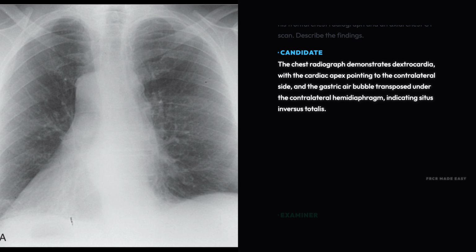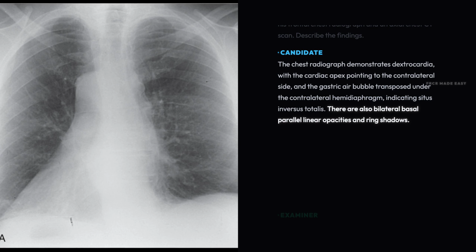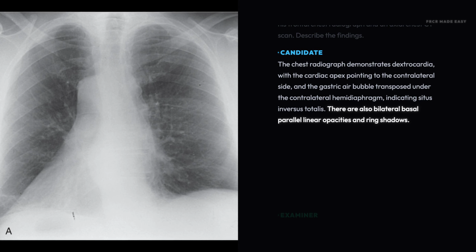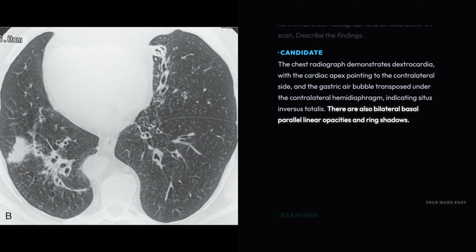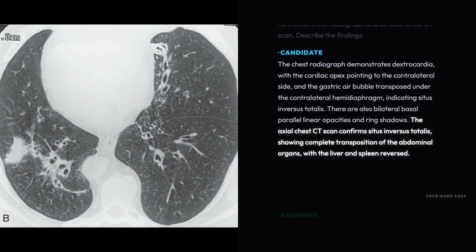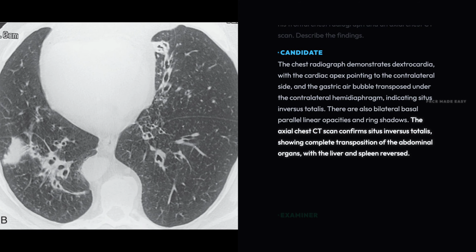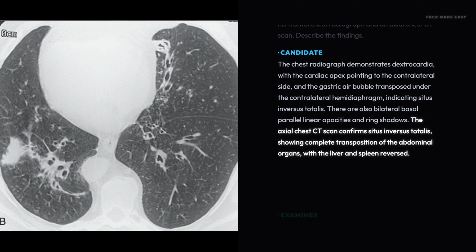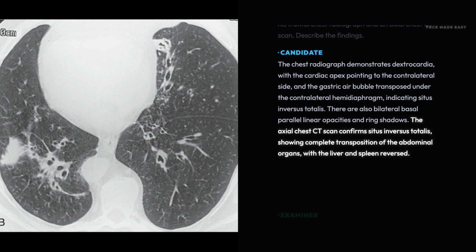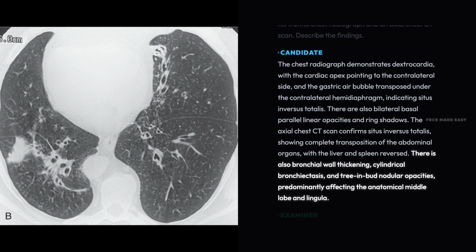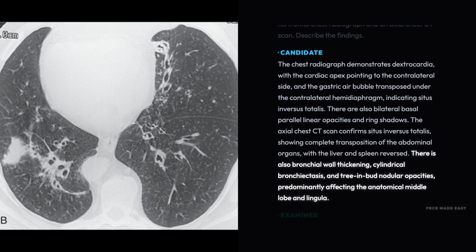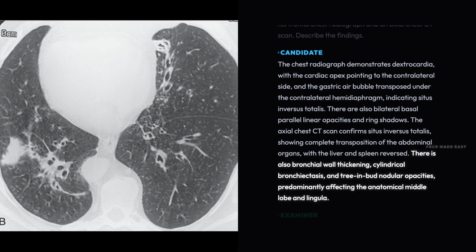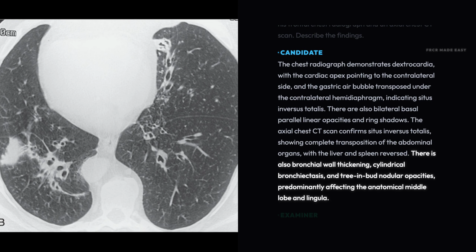air bubble transposed under the contralateral hemidiaphragm, indicating situs inversus totalis. There are also bilateral basal parallel linear opacities and ring shadows. The axial chest computed tomography scan confirms situs inversus totalis, showing complete transposition of the abdominal organs, with the liver and spleen reversed. There is also bronchial wall thickening, cylindrical bronchiectasis, and tree and bud nodular opacities, predominantly affecting the anatomical middle lobe and lingula.